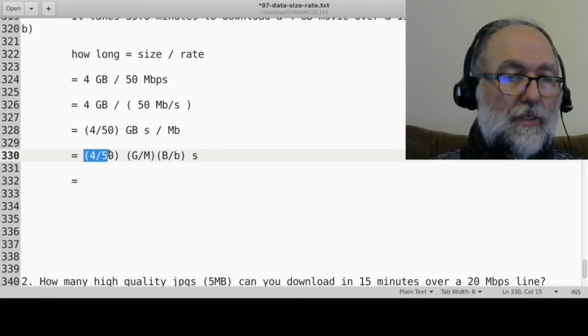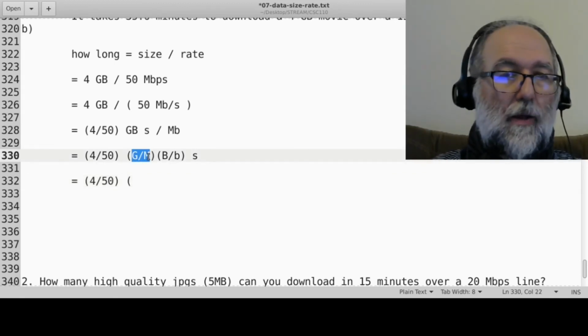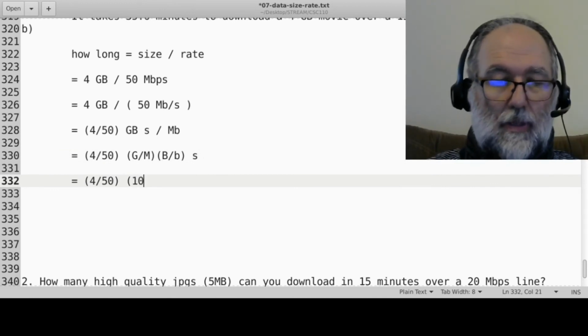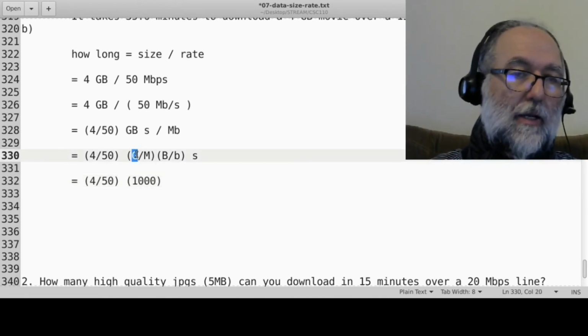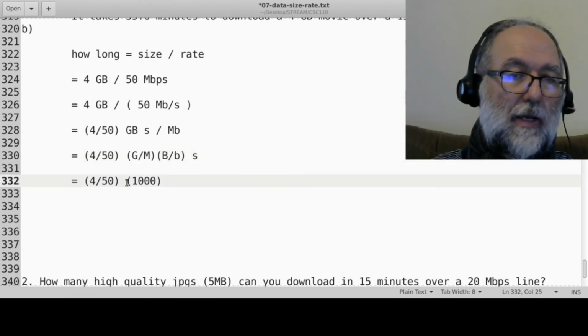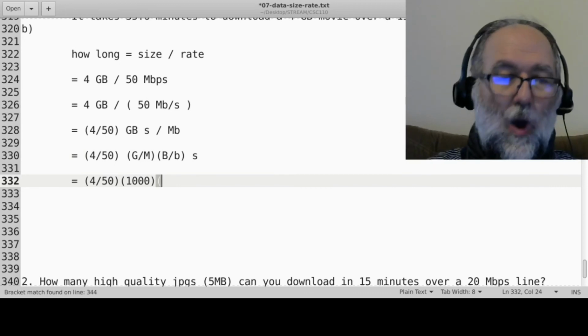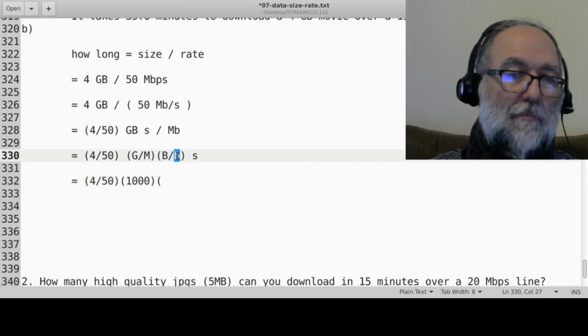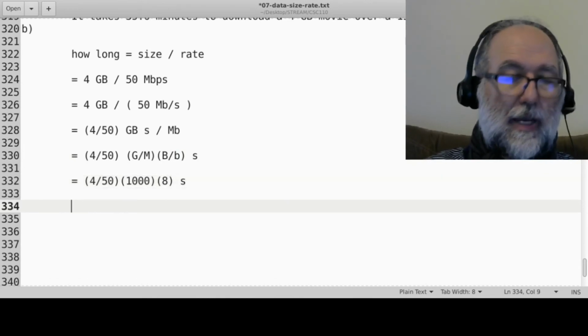Okay, so there's still that number. We'll work it out in a minute. Giga divided by mega, that's 1,000, right? Why? Because a gig is 1,000 megs. And the bit divided by the byte, that's 8. Why? Because a byte is 8 bits. That's 8. And then there's the second.